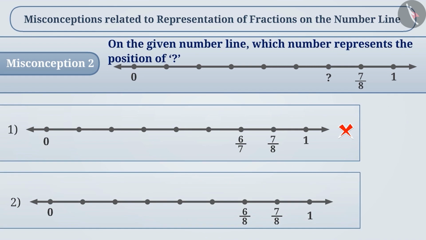The correct understanding is that here the unit distance is divided into 8 equal parts. Out of these 8 parts, the question mark represents the 6th part. So the correct fraction at this position is 6 by 8.